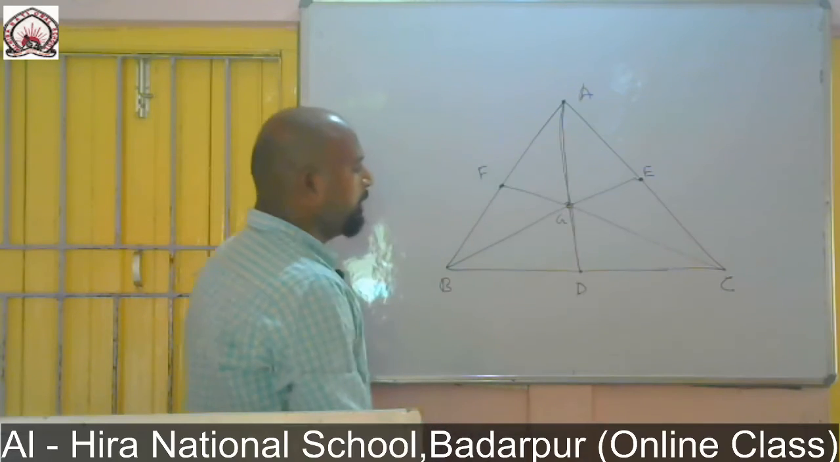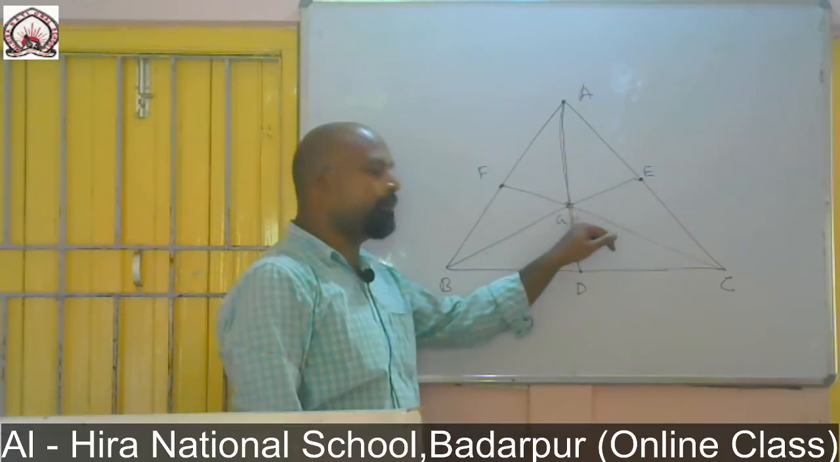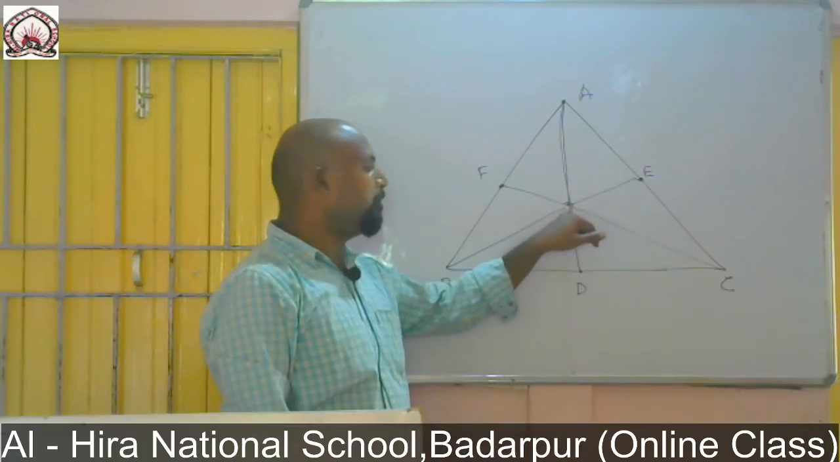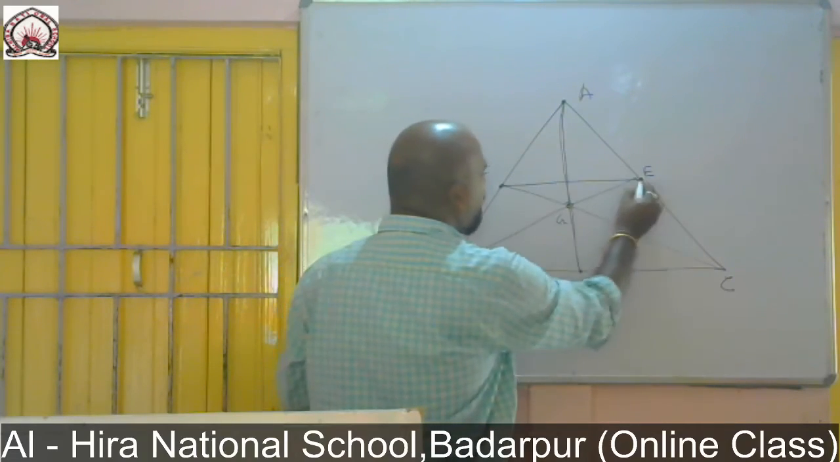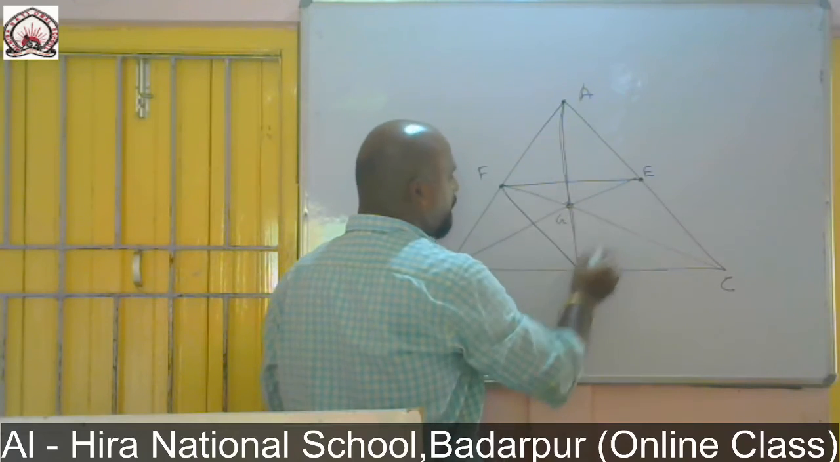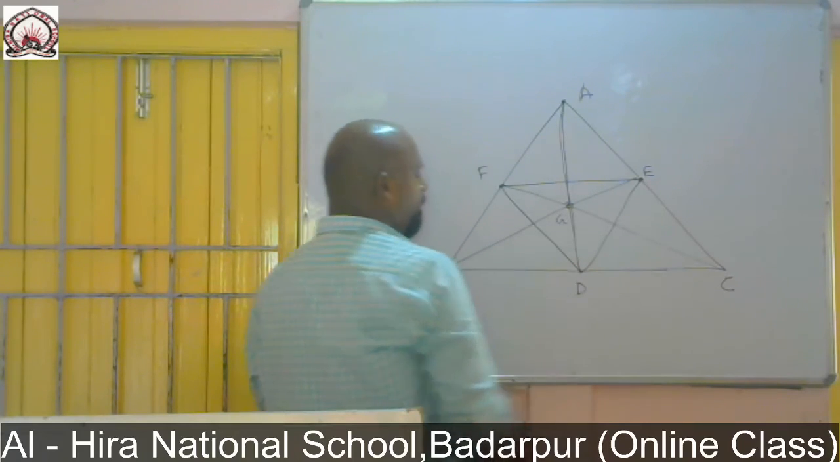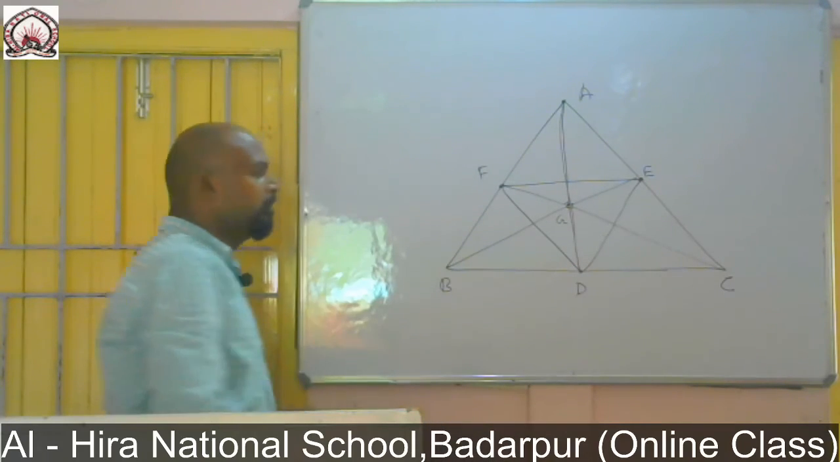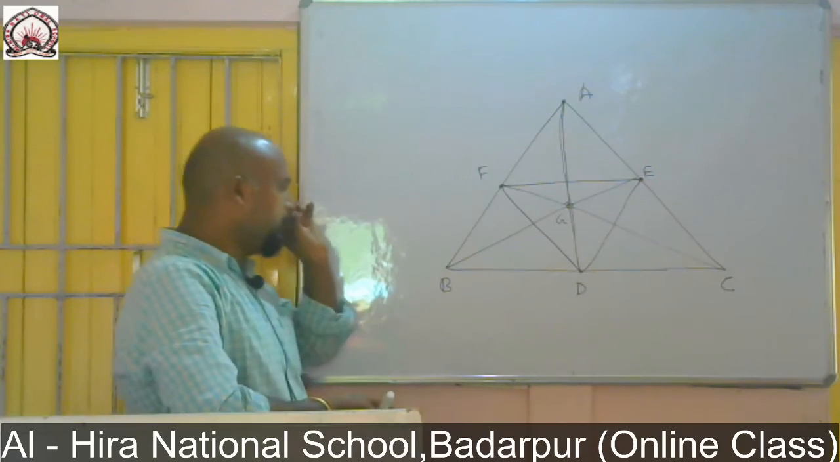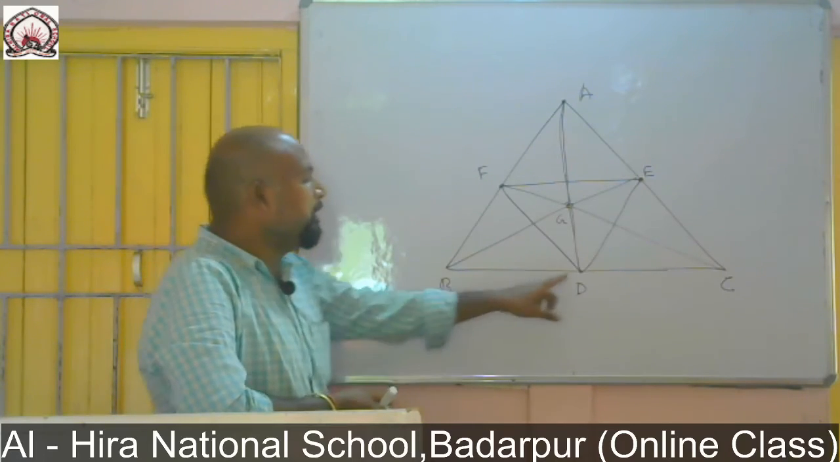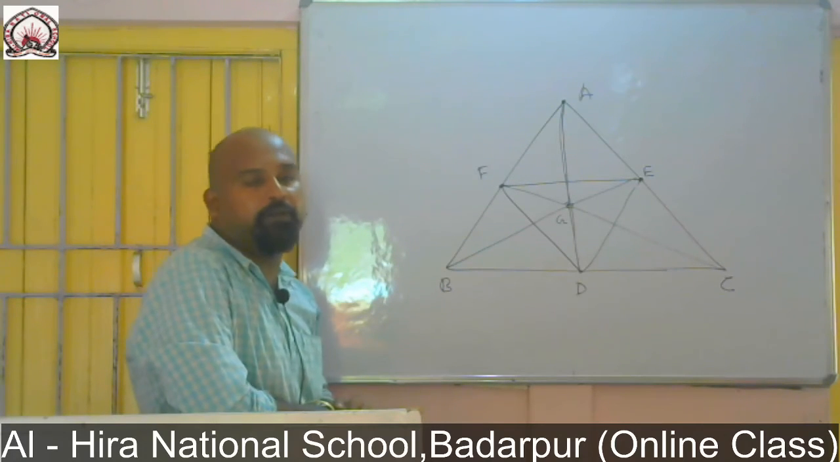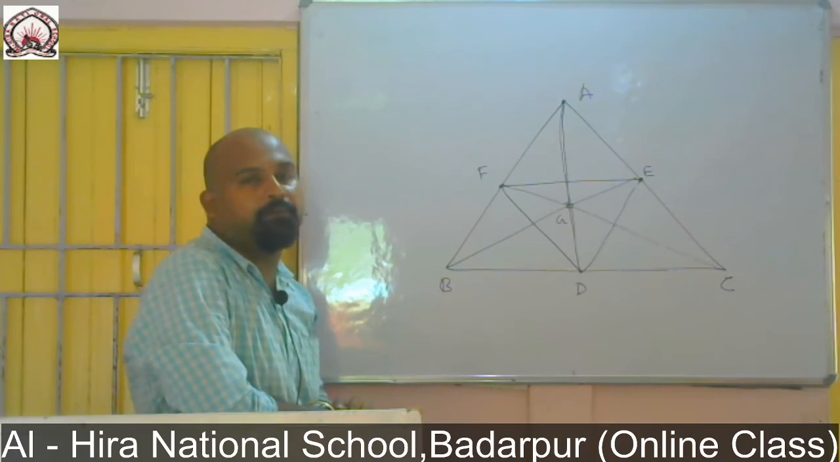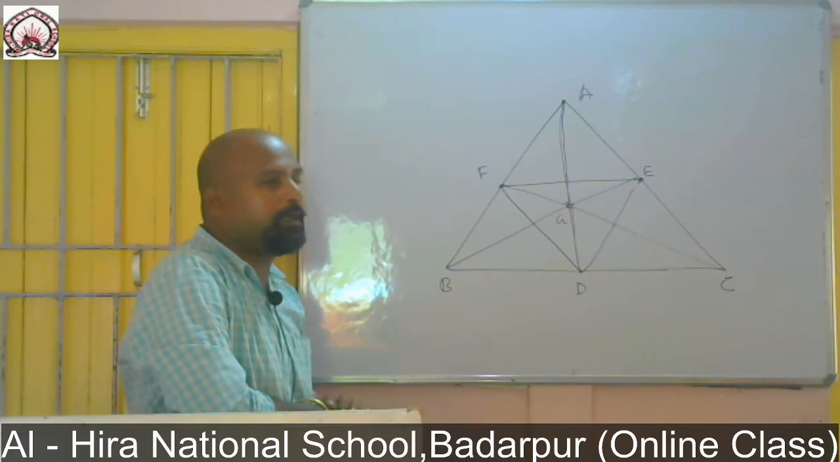This AD, BE and CF are nothing but the medians of the triangle, and this is nothing but your centroid. G is the point of intersection of the medians. That point G is called the centroid. Now if I join these lines, this line, this one and this one, then what we are getting here, DEF is a triangle. This is called the pedal triangle.